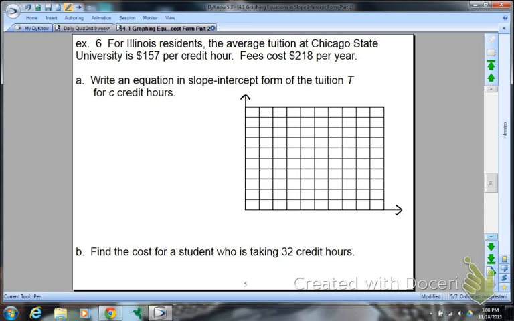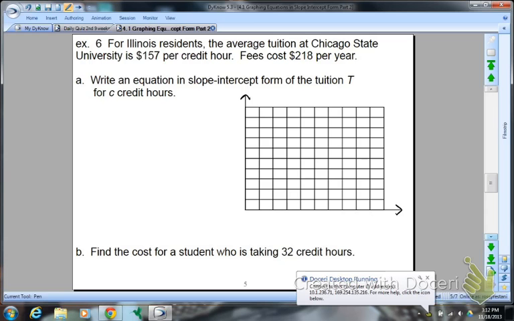Example C. For Illinois residents, the average tuition at Chicago State University is $157 per credit hour. Fees cost $218 per year. Example A, write an equation in slope-intercept form of the tuition T for C credit hours.